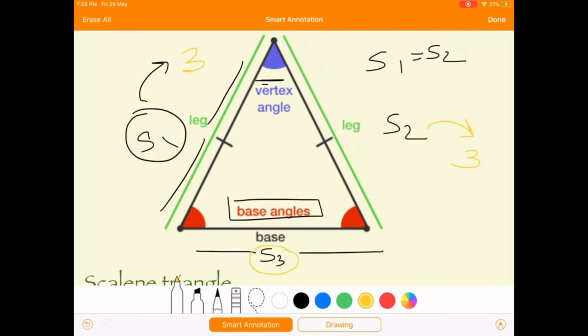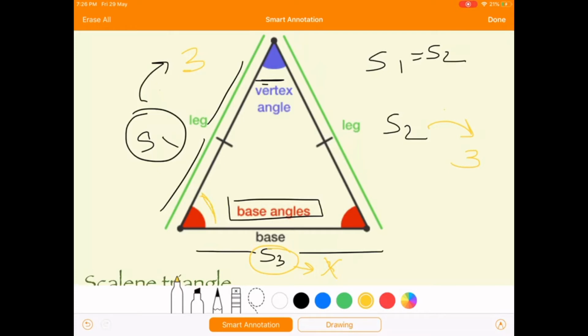But S3 will not be equal to S1 or S2. If it is, then it will be an equilateral triangle. But in an isosceles triangle, we have seen that only two sides are equal. So S1 and S2 will be equal, and S3 will be different.